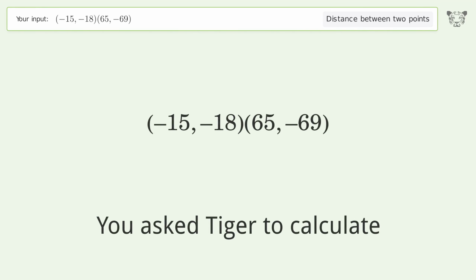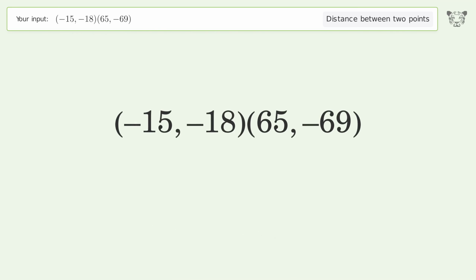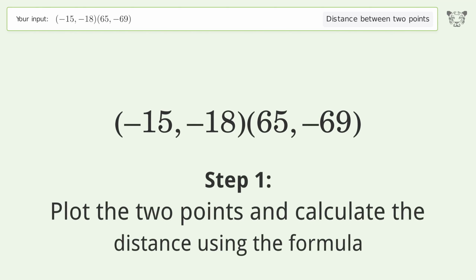You ask Tiger to calculate. This deals with the distance between 2 points. The distance between the 2 points is the square root of 9001 or 94.874. Let's solve it step by step. Plot the 2 points and calculate the distance using the formula.